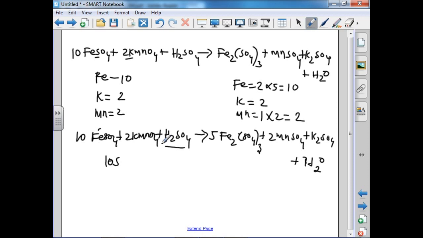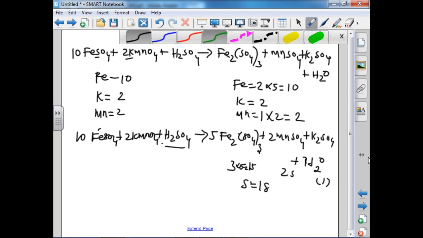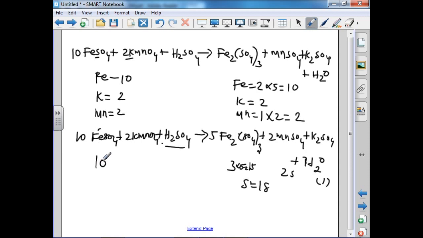So product side, 3 into 5 equal to 15, and then 2 sulfur, 1 sulfur. 15 plus 2 is 17, 17 plus 1, so total sulfur is 18. But the reactant side is only 10 sulfur. So multiply the sulfuric acid by 8.